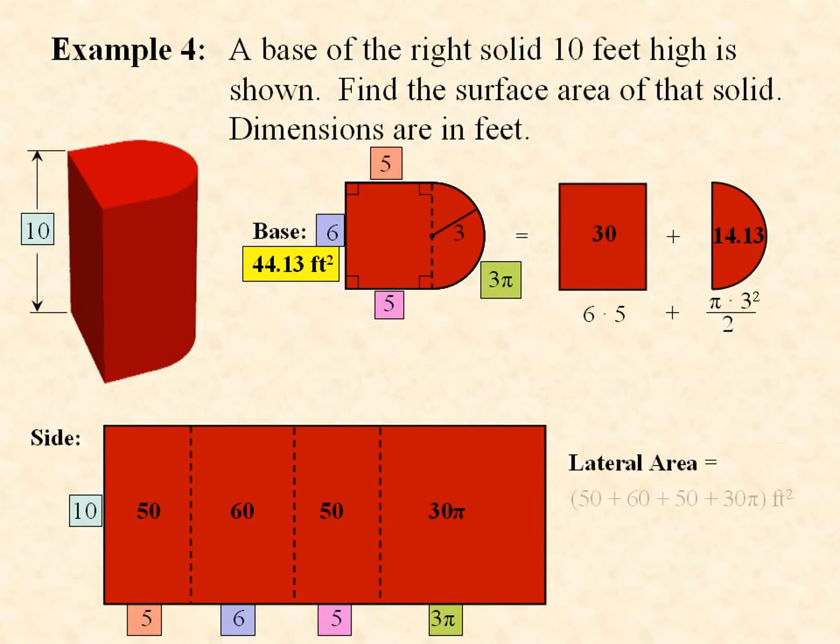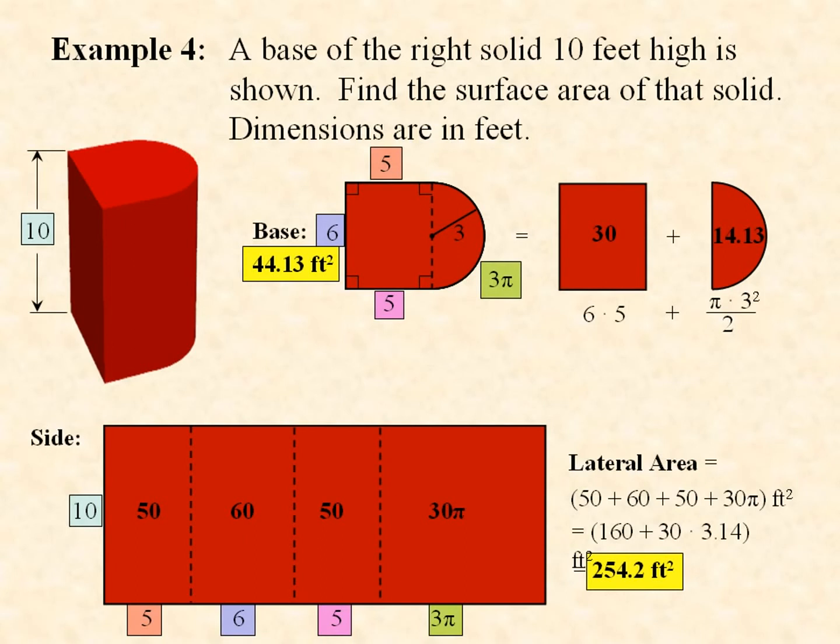So the lateral area is all of that added up, and we have to put 3.14 for pi. 50 plus 60 plus 50 is the 160 there. And then I used a calculator again and got 254.2 square feet for the lateral area.